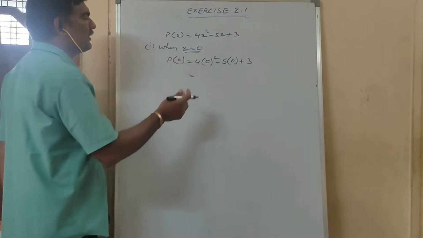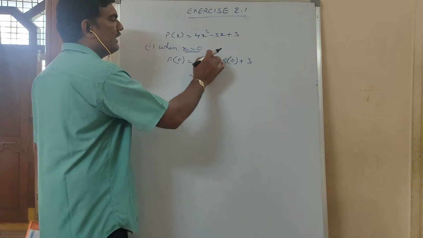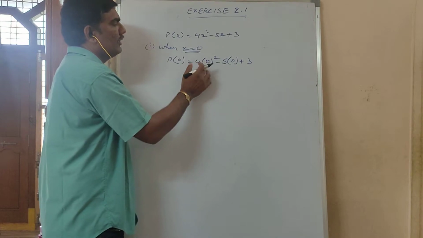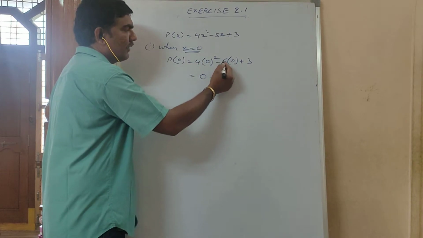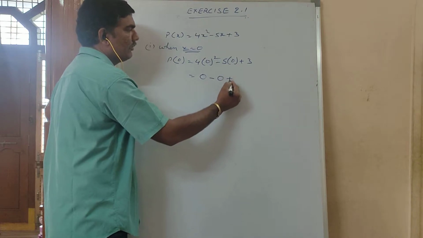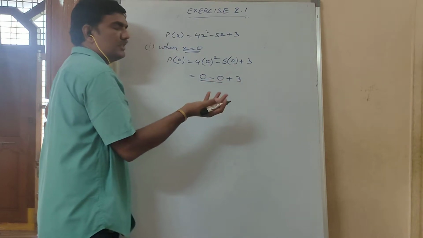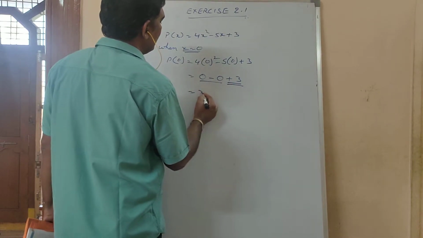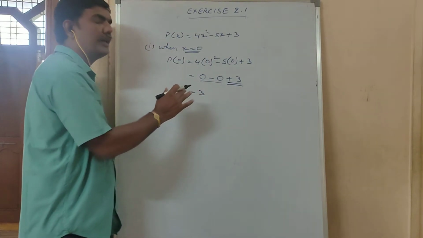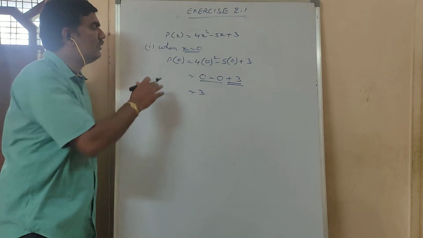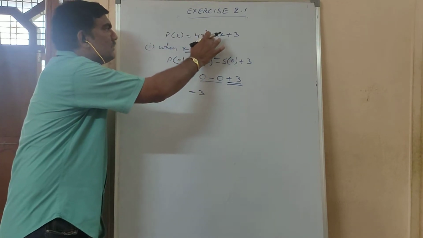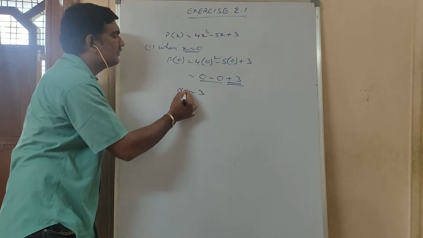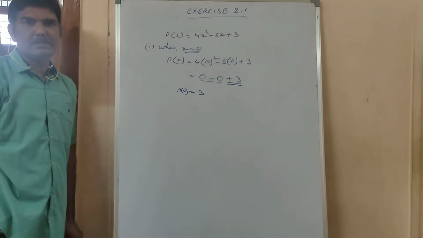Now simplification. 0 square. A square means A into A. 0 square means 0 into 0. 4 into 0 is 0. 5 into 0 is also 0. Plus 3. 0 minus 0, no values. The value is plus 3. For a number at the start, there is no need of writing plus. So the value of this polynomial when x is equal to 0 is 3. So p of 0 is equal to 3.